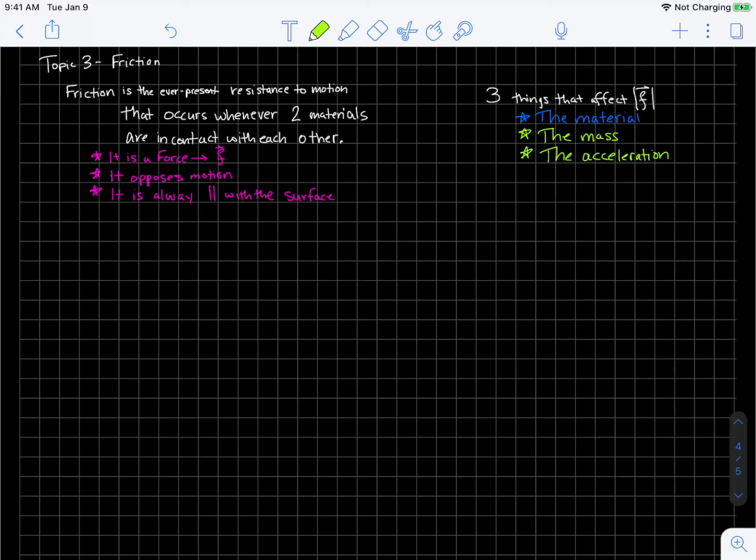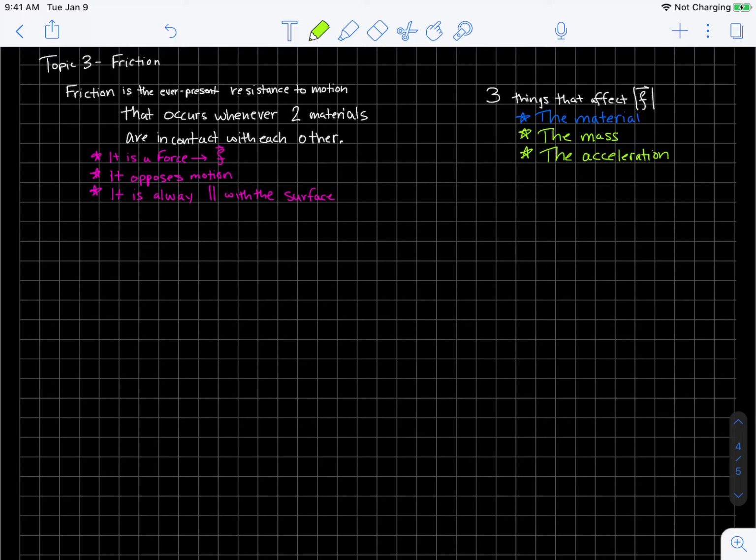All right, this is topic 3, friction. We're going to break this up into 2 parts. The first part is really vocab and understanding the definitions. So here we go. Friction is the ever-present resistance to motion that occurs whenever two materials, which can be anything from surfaces to atmosphere, are in contact with each other.